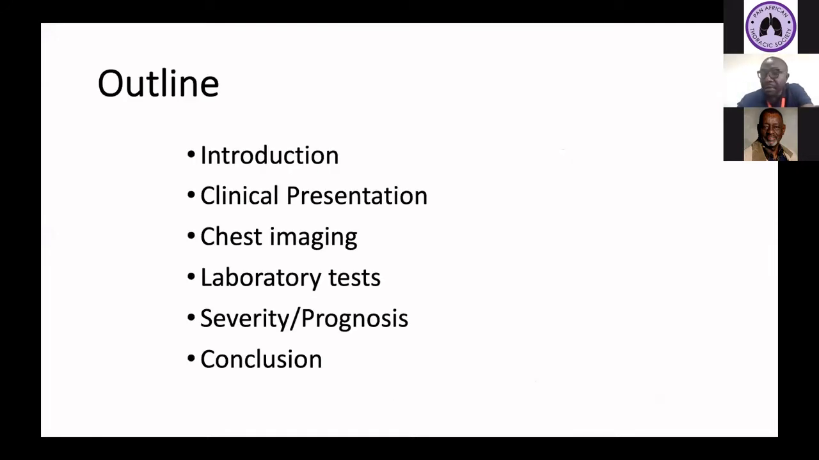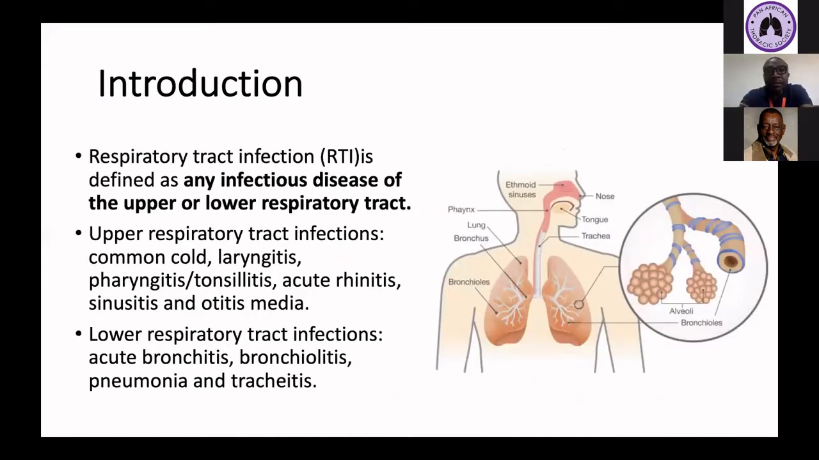This is the outline. So in introduction, what I will say is that respiratory tract infection is defined as any infectious disease of the upper and lower respiratory tract. Upper respiratory tract infection includes common cold, laryngitis, pharyngitis, acute rhinitis, sinusitis, and otitis media. Going to the lower part of the respiratory tract, we have lower respiratory tract infection involving bronchitis, bronchiolitis, pneumonia, and tracheitis.